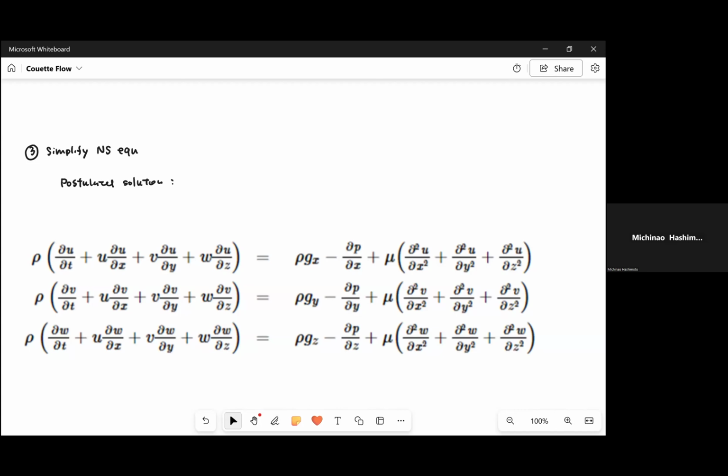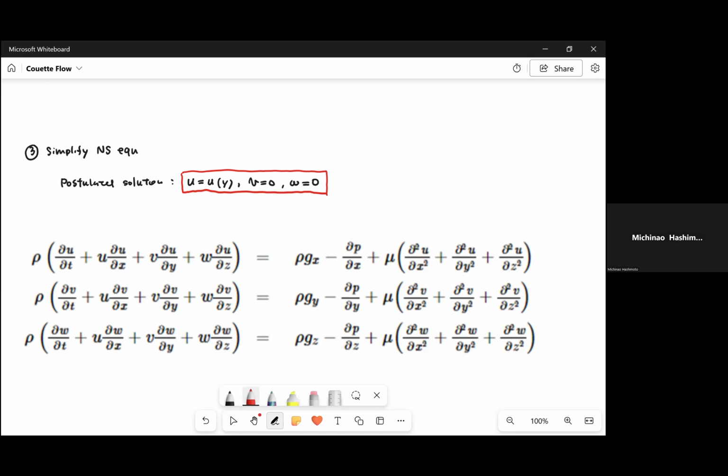In this case, what we have here is u equals u of y, v equals 0, and w equals 0. Now we would like to use this u, v, w to simplify this Navier-Stokes equation. To do this, we can start by taking a look at each term here.